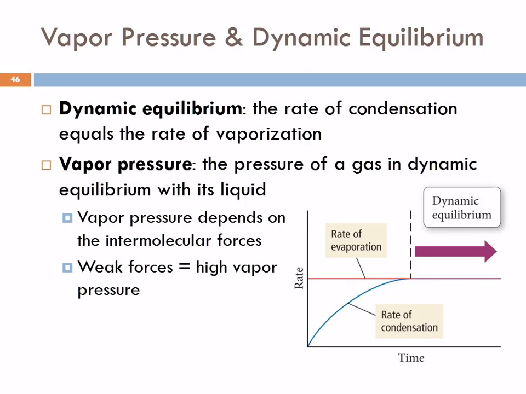So the partial pressure of the gas above the liquid is known as its vapor pressure. And that vapor pressure is going to depend on the temperature, and it's going to depend on the strength of the intermolecular forces. If those intermolecular forces, the forces holding the particles together, are weak, then we'll have a high vapor pressure because the rate of evaporation will be greater. And so we'll end up with this equilibrium coming together at a higher rate.